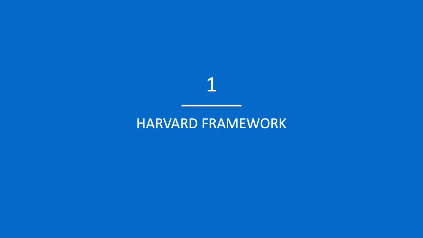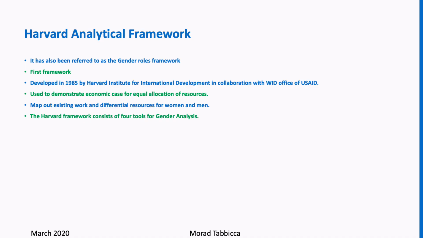So the first framework we are going to look at closely is the Harvard framework. The Harvard Analytical Framework, also known as the Gender Roles Framework, was the first framework developed for gender analysis. It was developed in 1985 by Harvard Institute of International Development in partnership with the Women in Development Office of USAID. Now, the whole purpose of the Harvard Analytical Framework is to make an economic case for equal distribution of resources between male and female.